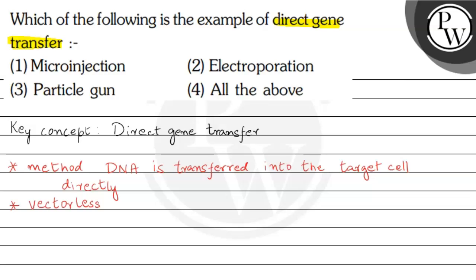So for recombinant DNA technology, we had to introduce the gene of our interest into a cloning vector, and that cloning vector transferred the gene of our interest into the target cell or the host cell. But in this method of gene transfer, we can directly transfer the DNA of our interest into the target cells. There are several different methods which can be used for direct gene transfer. Some of the methods of direct gene transfer are as follows.